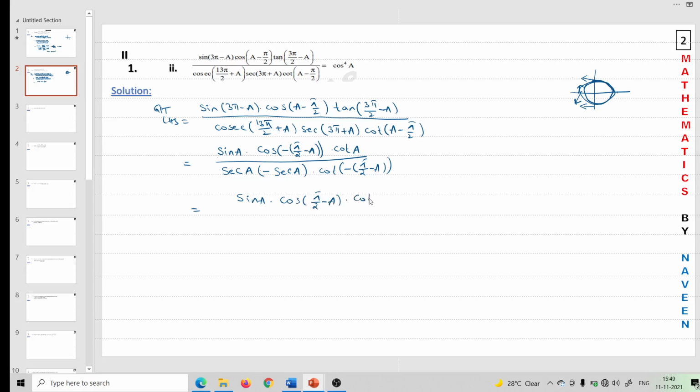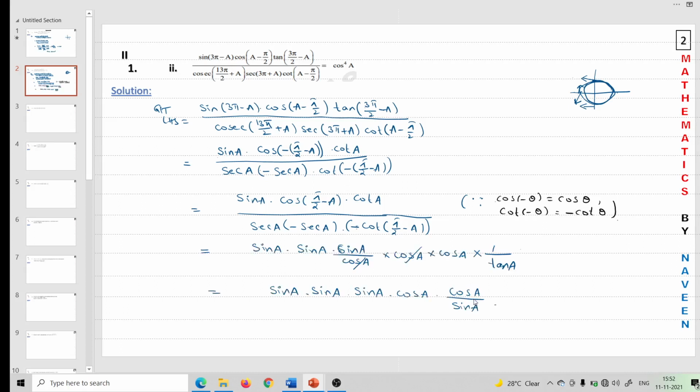Cot A divided by secant A, minus secant A, cot of minus theta minus cot theta. So that's why minus cot of pi by 2 minus A. Clear? Since cos of minus theta is equal to cos theta, cot of minus theta is equal to minus cot theta.